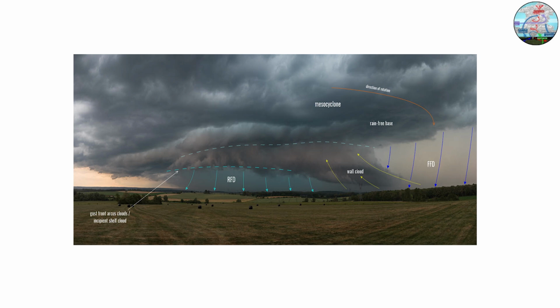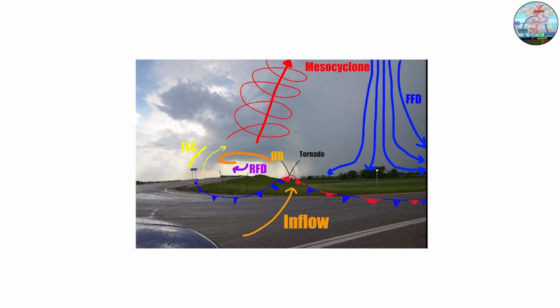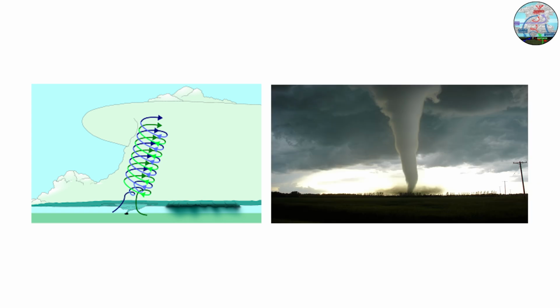the forward flank downdraft, FFD, a wedge of cooler air and heavy precipitation that falls on the storm's forward side; the rear flank downdraft, RFD, a pocket of descending air on the backside of the mesocyclone, which curls around it like a scythe. These parts work together in a delicate, violent dance. The mesocyclone creates rotation aloft, while the RFD is often the final nudge that brings that spin down to the surface.